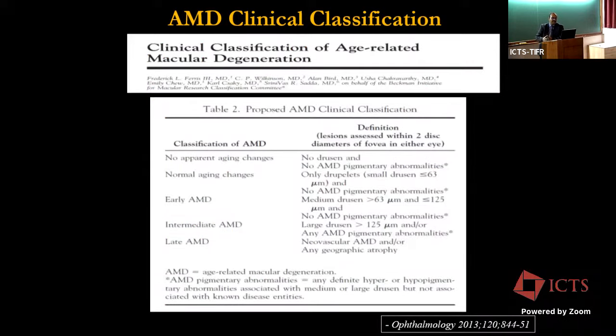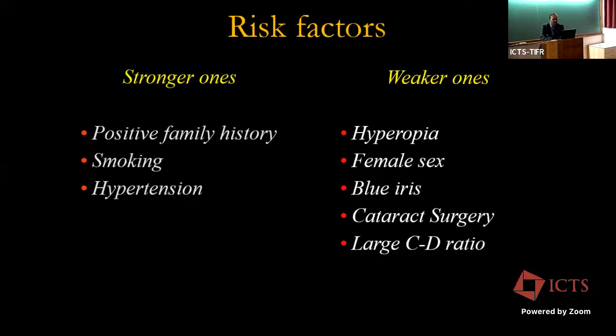And this clinical classification came from the Beckman Macular Initiative. This came in 2013, about 12 years after the AREDS study, which was more or less the same, just gave a few more numbers to that. I won't go through that.